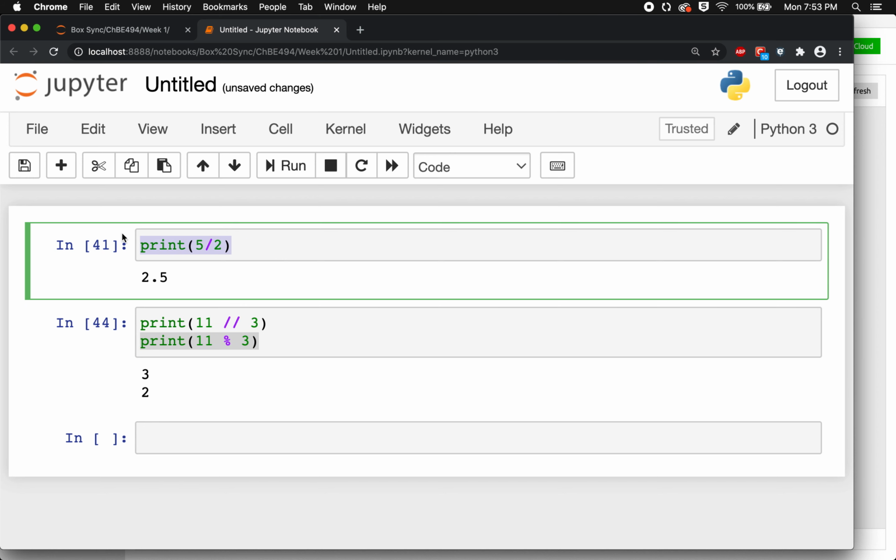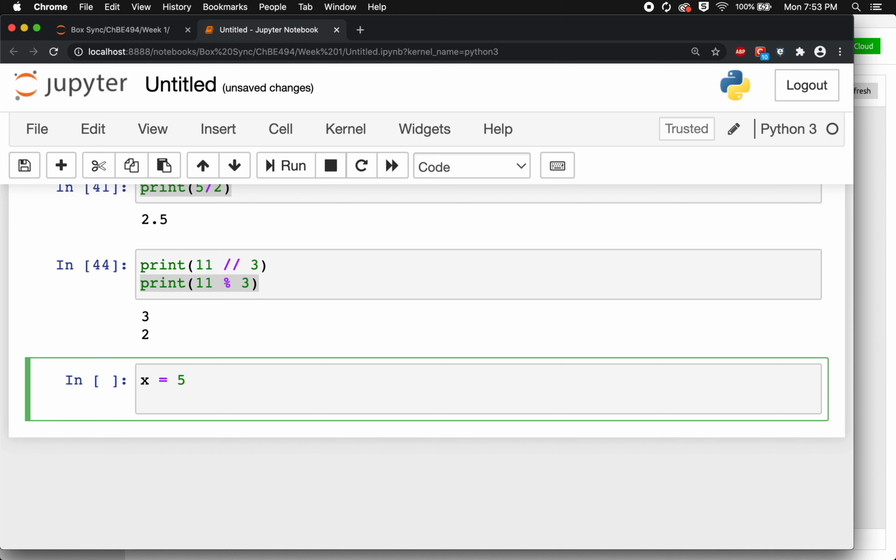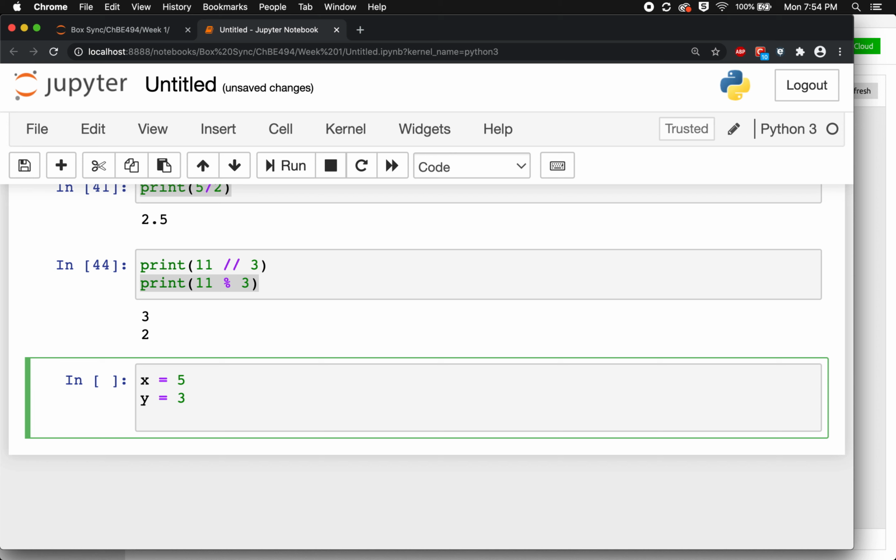All right. So one other thing we can do is define variables. So let me come down to a new cell. So I can define a variable, and I can set x is equal to 5. And then maybe I can do y is equal to 3. And then let's take a look at x plus 2 times y.